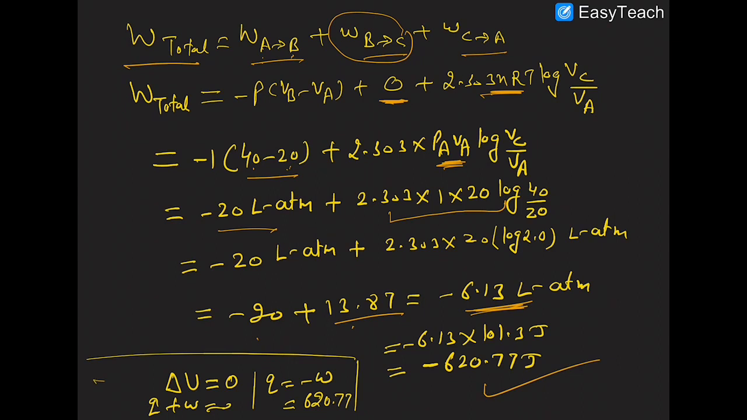Now I already told you that delta U is equal to 0, so heat is equal to minus of work. Since the work comes in negative terms, negative becomes positive. So delta U will be 0, so dQ equals dW. So heat is equal to work done, so heat will be positive now, 620.77.